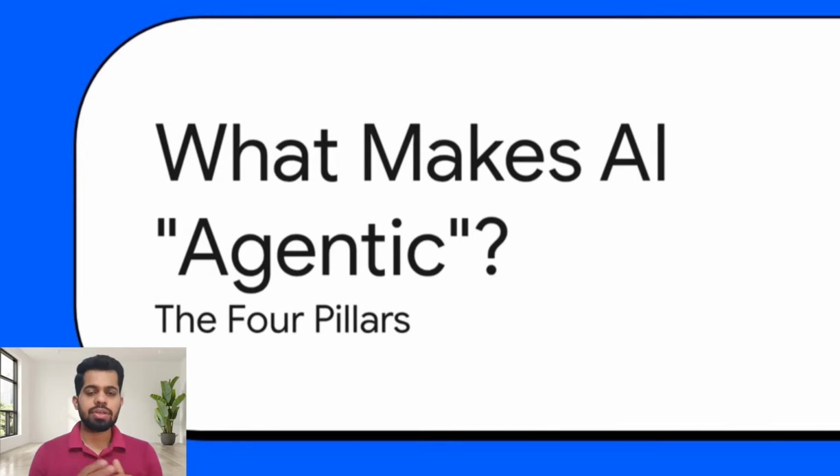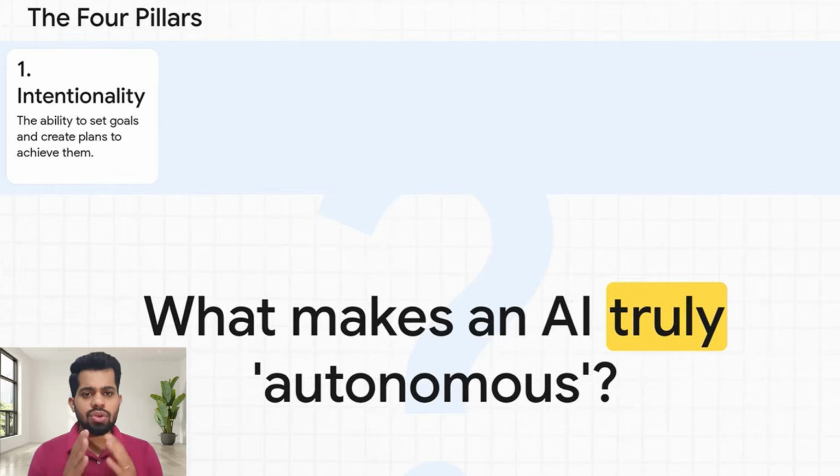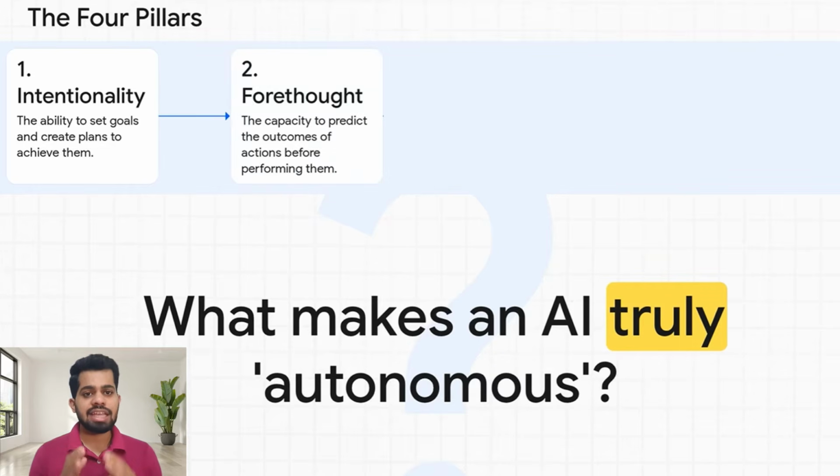So let's start with the big question. What exactly makes an AI system agentic? First, there is planning, which is all about the AI's ability to set its own goal and create plans to achieve them. Second is forethought. This is the capacity to predict the outcome of actions before actually performing them.